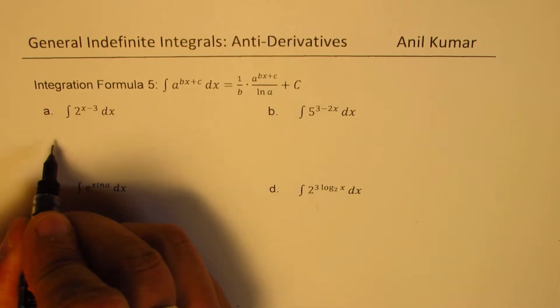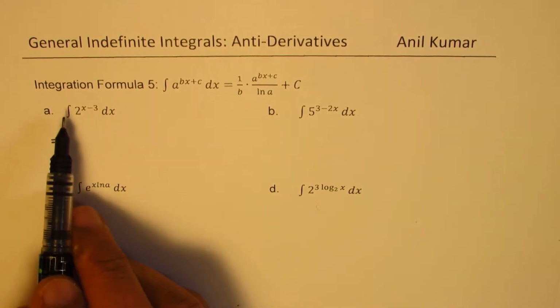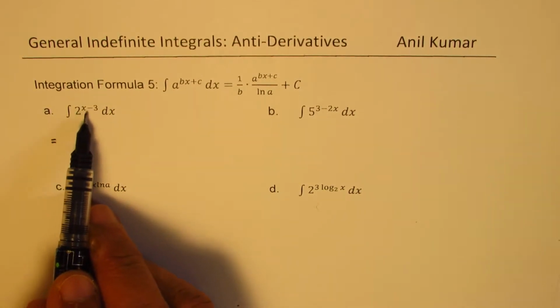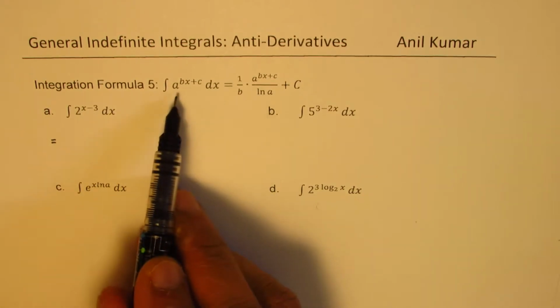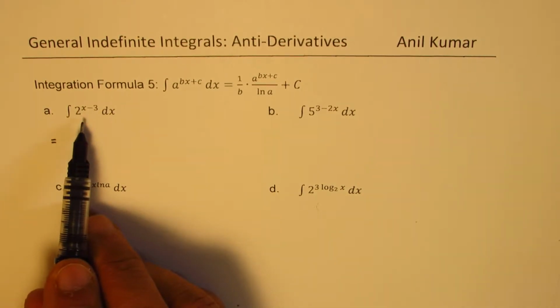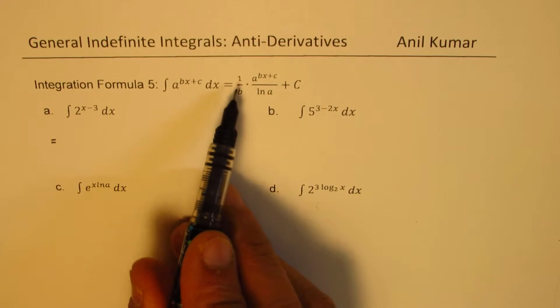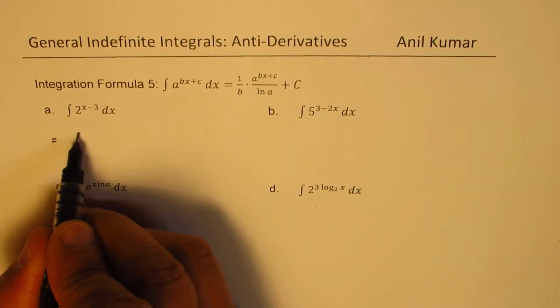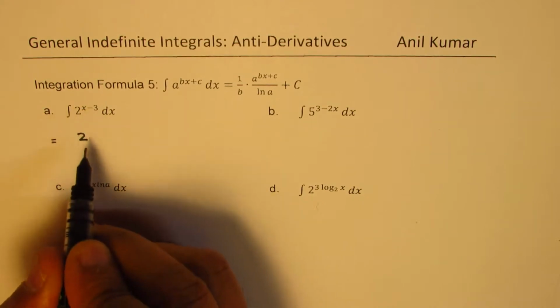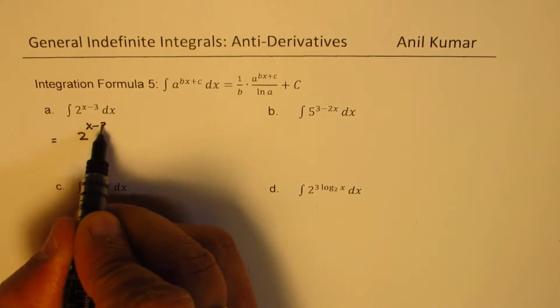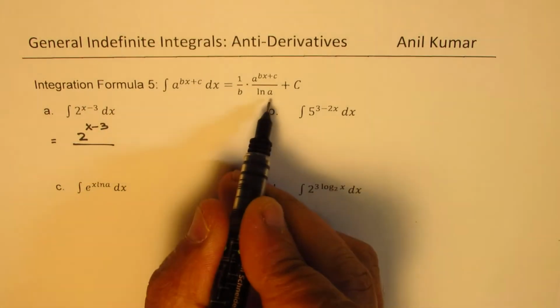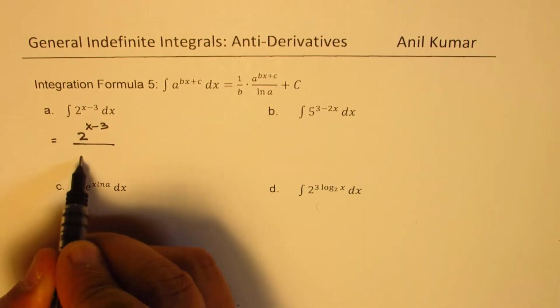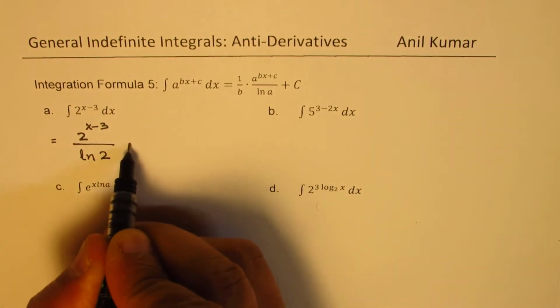So the formula can be easily applied here. We need to find integral of 2 to the power of x minus 3. So a is 2 for us. Now coefficient of x is 1, so we don't really have to multiply or divide by anything. We get here 2 to the power of x minus 3 as such, divided by ln a. A is 2 for us. We get ln 2, right? Plus a constant c.